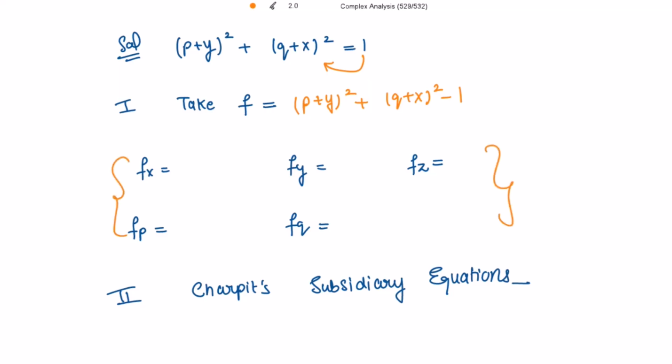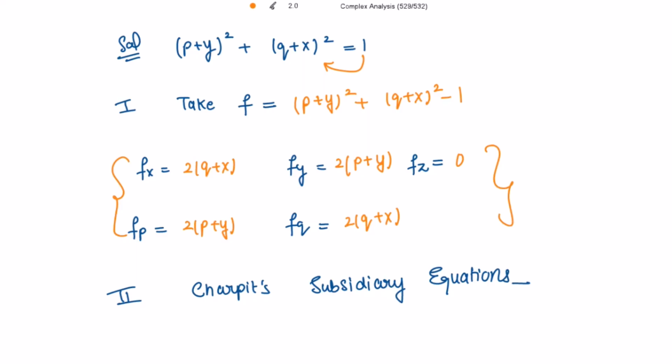What is fx? It is the derivative of f with respect to x, so that is 2(q + x). And fy is the derivative of f with respect to y, so it is 2(p + y). And fz, because there is no z, so it is 0. And fp is twice of (p + y), and fq is twice of (q + x).